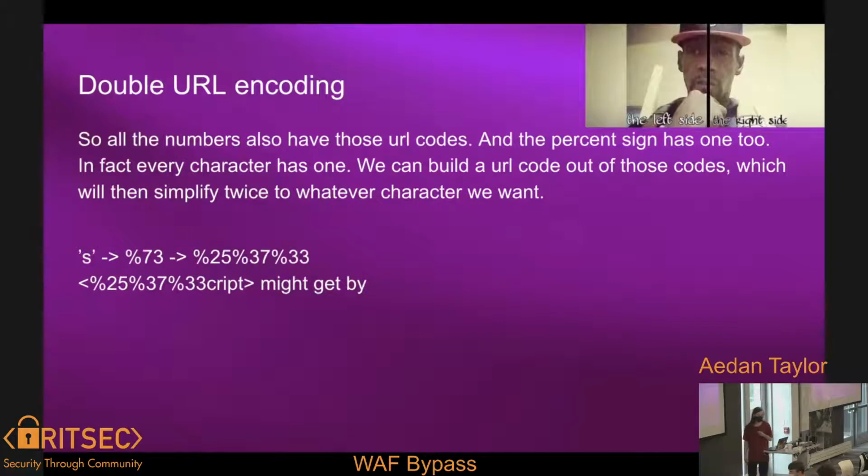Double URL encoding is when all the numbers also have those codes, and the % has one of those codes. In fact, every character, I believe, has one of those codes, at least every ASCII character. So we can build a URL code out of those codes, which will then simplify twice, depending on what we're doing, into the code we want. So let's take our S there and turn that into a %73, which is what the code for S is. And then let's take %25, which is the %, and then %37, which is the 7 sign, and then %33, which is the 3 sign, and put all of those together. And we can get an unholy payload that doesn't look like anything until it's simplified.